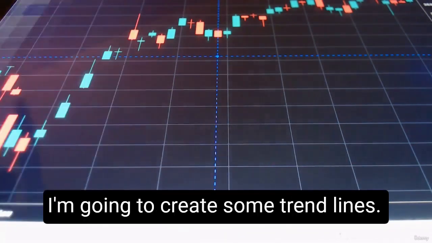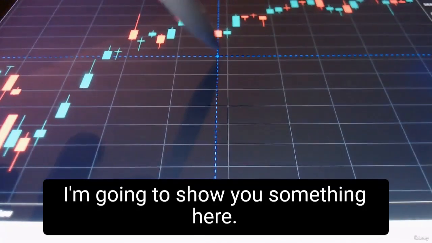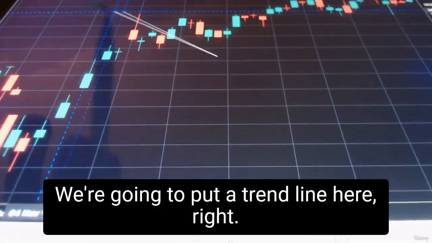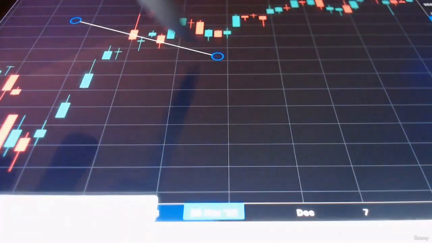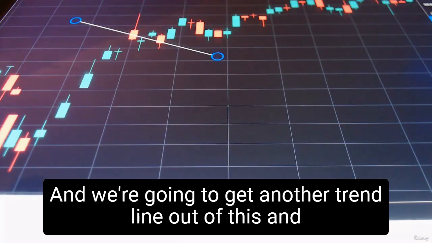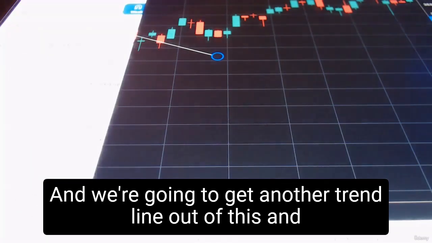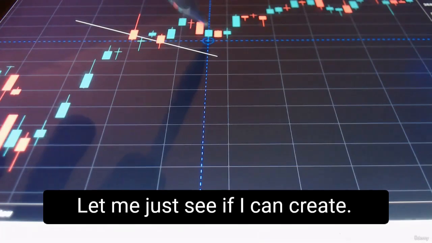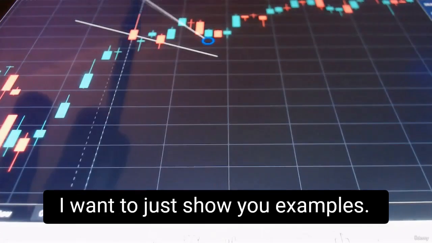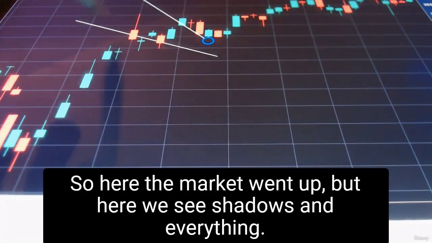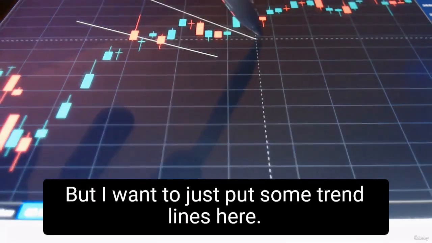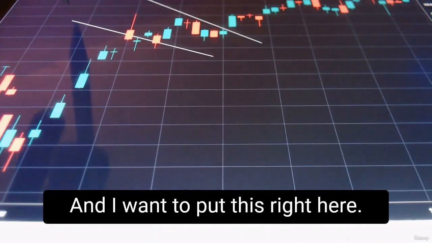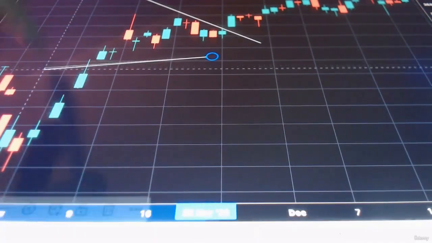this. I'm going to create some trend lines, and I'm going to show you something here. We're going to put a trend line here, right? And we're going to get another trend line out of this. Let me just see if I can create it. I want to just show you examples. Okay, so here the market went up, but here we see shadows and everything. I want to put some trend lines here.